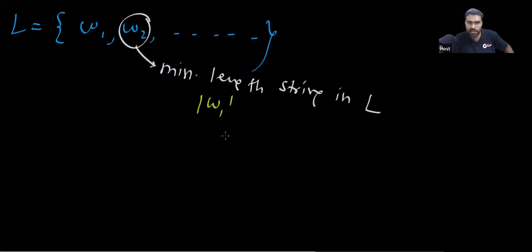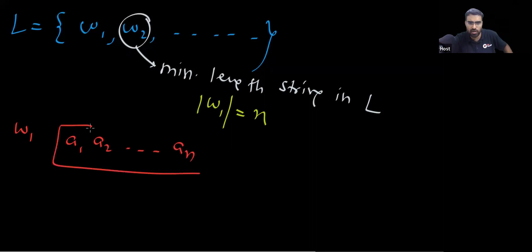See what I'm saying. I'm saying this is your L. In this L, you have some strings like W1, W2, and so on. Let's assume this string has minimum length. This is the minimum length string in L, and let's assume its length is n. Now see what will happen. Now this is your W1. Your W1 is A1, A2, up to AN.